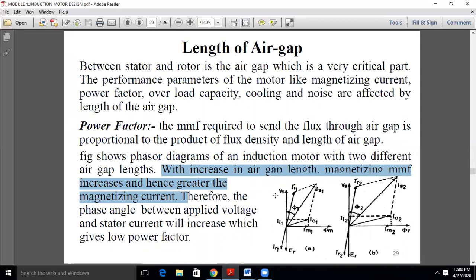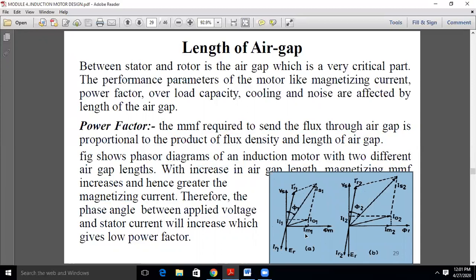So in this figure, with the increase in the air gap, the magnetizing MMF is increasing, and hence greater the magnetizing current. If the magnetizing current increases, then the phase angle between applied voltage and the stator current increases, which gives low power factor. Here you can see in this phasor diagram, along the x-axis, we are taking phi m.